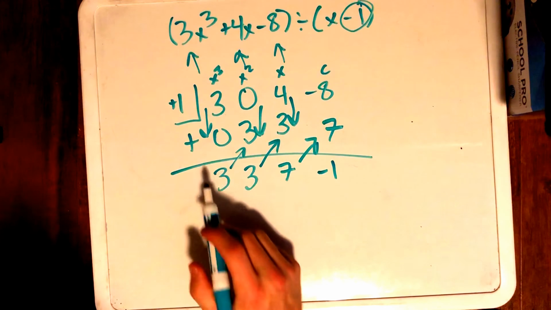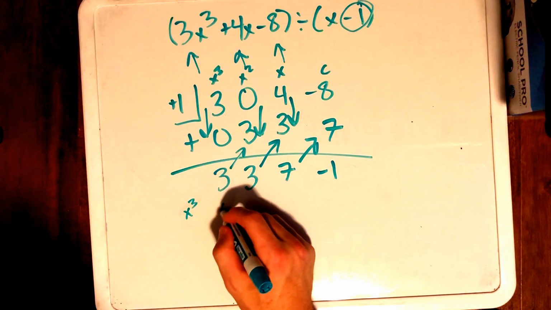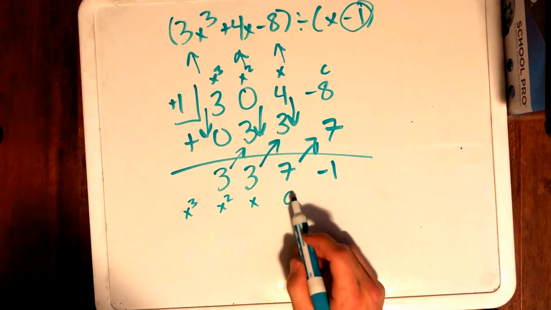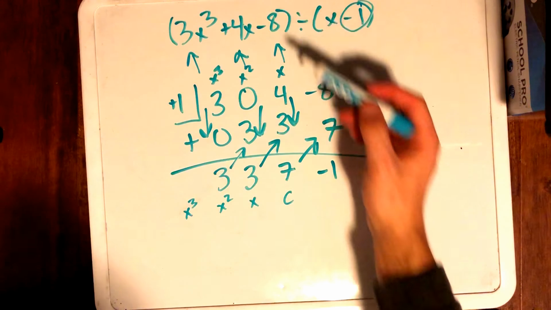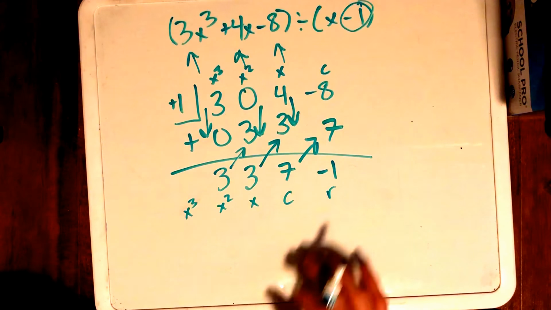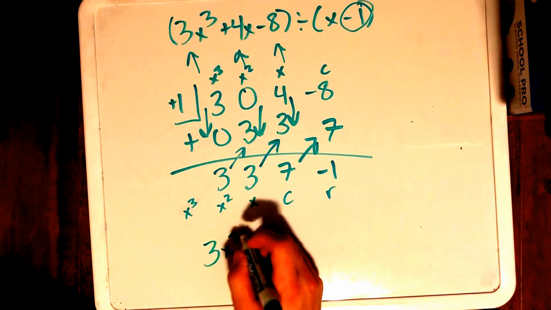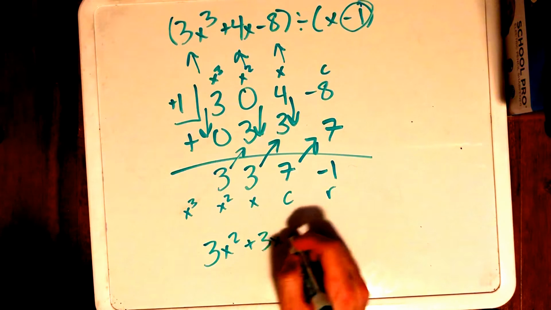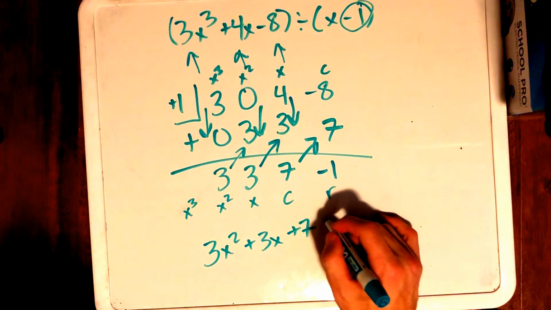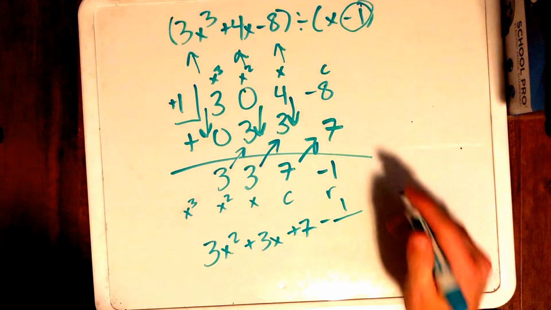So just like our other problems, our terms are shifting a column. So this would be our x cubed column, this would be our x squared column, our x column, and then our constant column. And again, our constants are our terms that don't have any x's or any variables on them. And then again, this far right row is for the remainder. So when we write this answer out, we'd have 3x squared plus 3x plus 7. And then again, we have this remainder here, so we need to make sure that we put whatever our remainder is, minus 1, divided by our divisor.